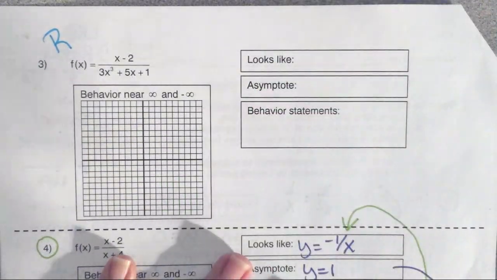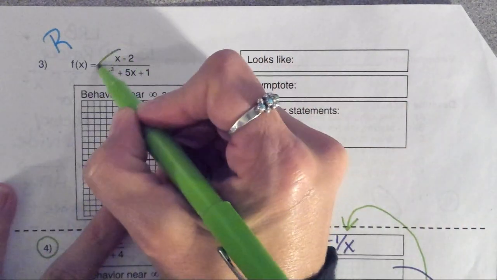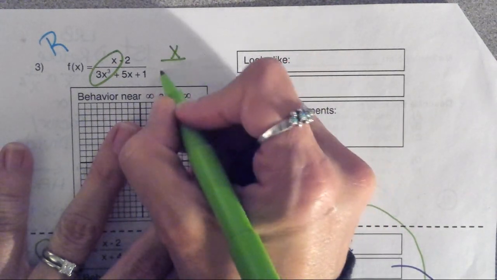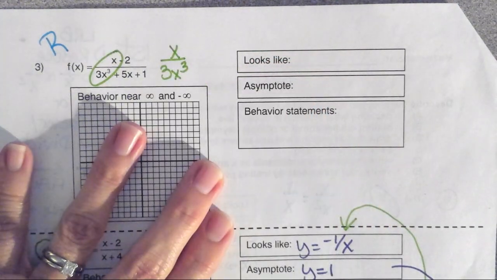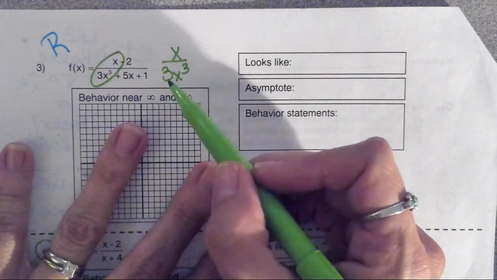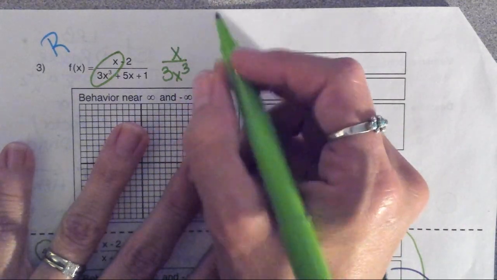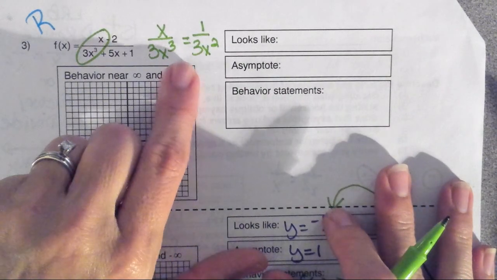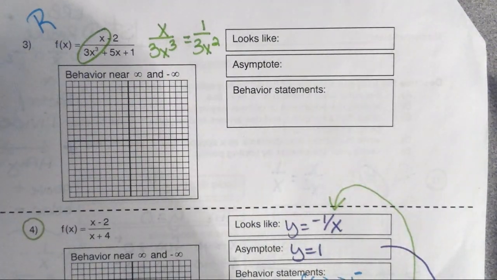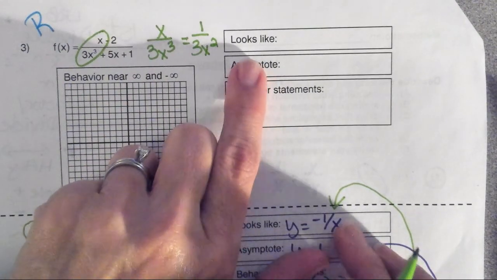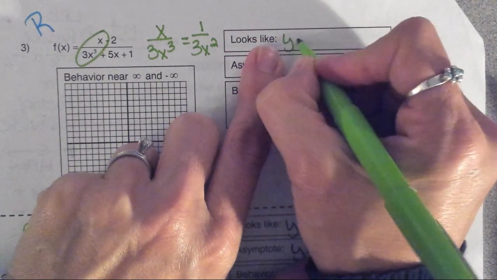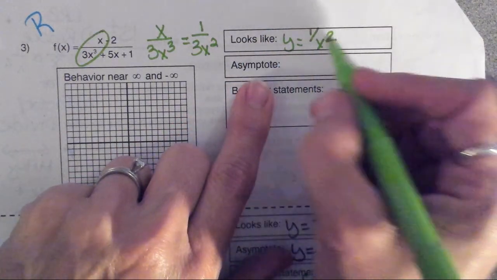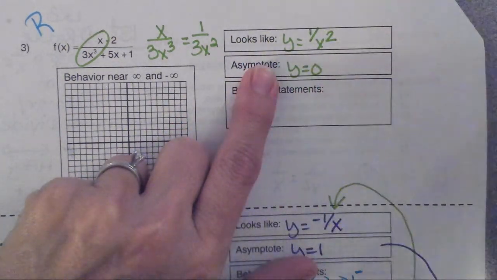When you're looking at the long run behavior, I told you the first thing you want to do is look at your leading coefficients. So my leading coefficients here are x over 3x to the third. And I want to see if these will reduce to a 1 over x or a 1 over x squared. Well, it reduces to 1 over 3x squared. The 3 isn't going to affect the long run behavior. It only affects the vertical. And since we're looking at long run, I'm going to say that this is going to resemble y equals 1 over x squared. Because it resembles y equals 1 over x squared, the asymptote's going to be at y equals 0.